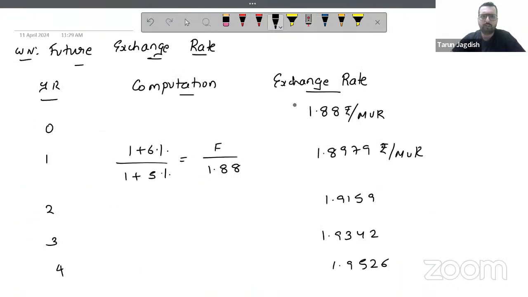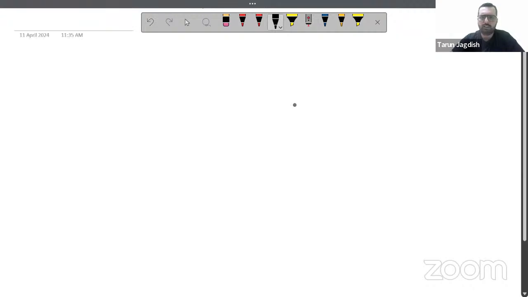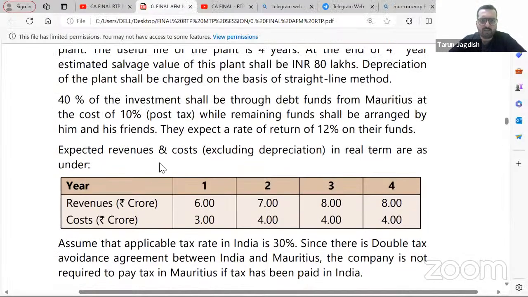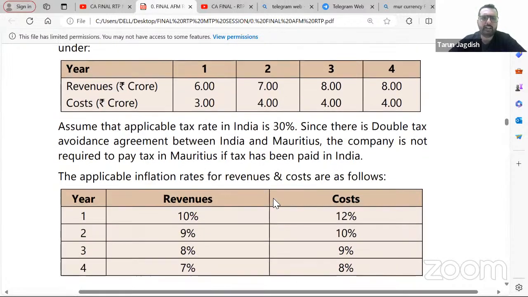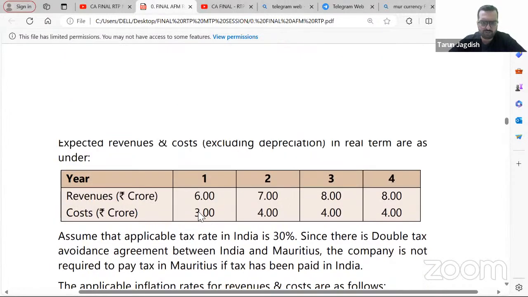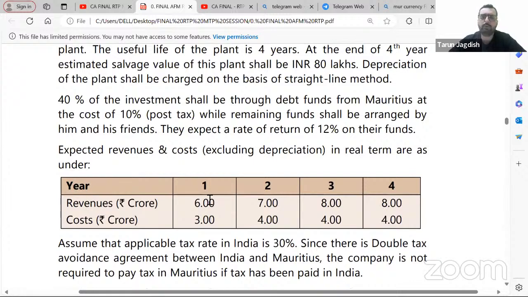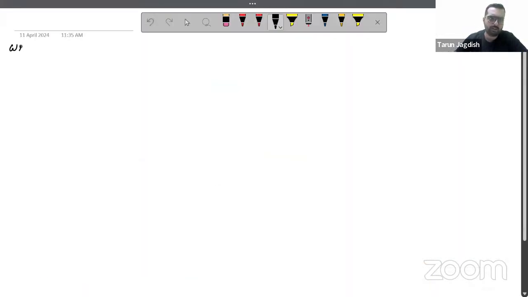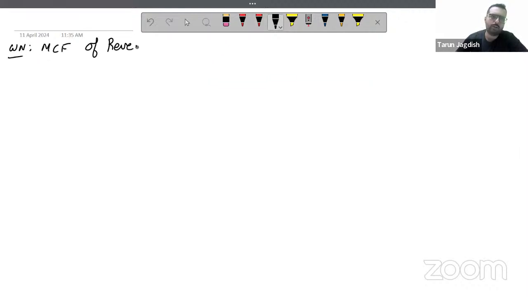So we are done with future exchange rate. We are done with the conversion part also. Now, friends, I think the next part left to be done is we have the revenue in real terms and we have the inflation given. Cost in real terms, so we need to convert these two things into money. So I'll write down the next working note heading. Money cash flow of revenues in India.